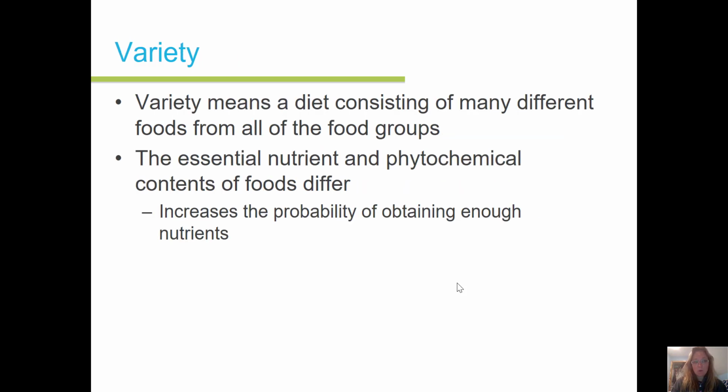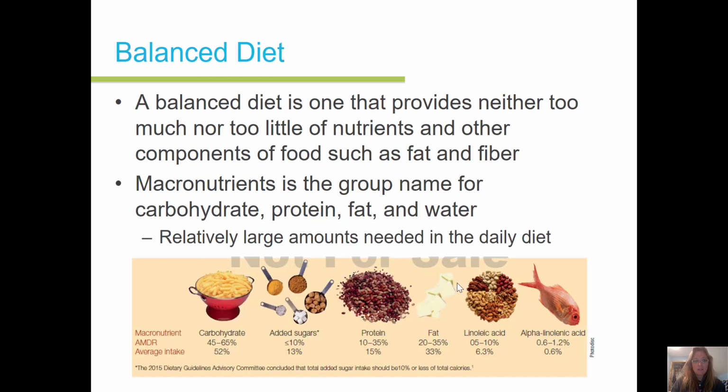Variety is another key component of a healthful dietary pattern. So we want to have different foods from all the different food groups. So we're looking at the dairy, the grains, the proteins, the fruits, the vegetables. Consuming foods from each of those food groups is going to help us to make sure we're getting all of those essential nutrients. Then, of course, balance is another key component of a healthful dietary pattern. We don't want to have too much or too little of different nutrients.